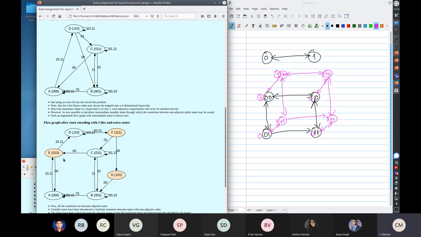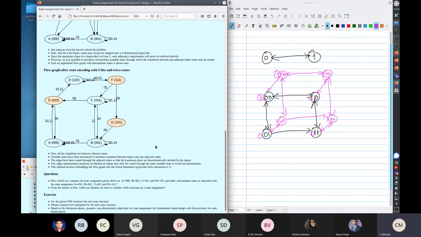Of course, some of those transitions are not direct. So these transitions are direct as desired. These transitions are direct, but the remaining transitions are going through these intermediate states, and the transitions are defined according to the embedding. All right. So that is how we can do the state assignment so that the transitions can be done safely.